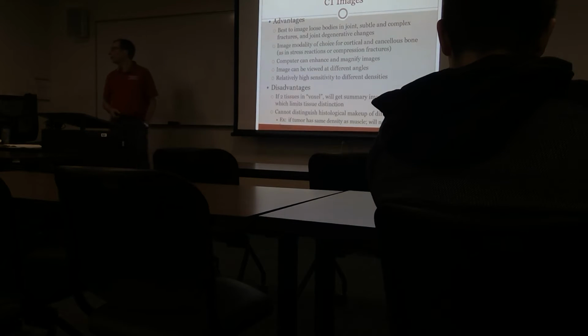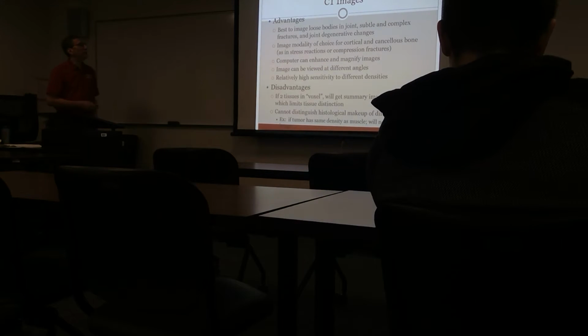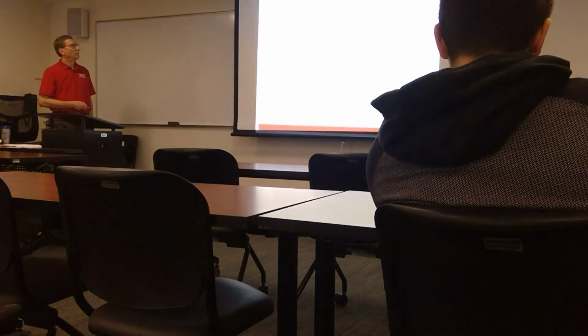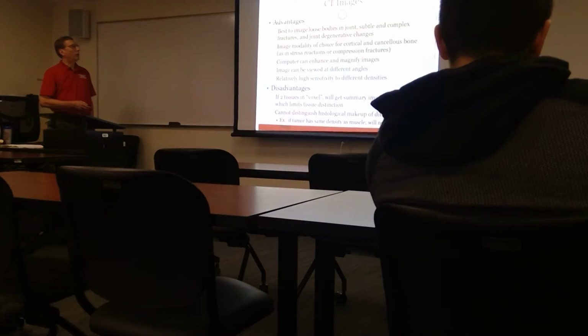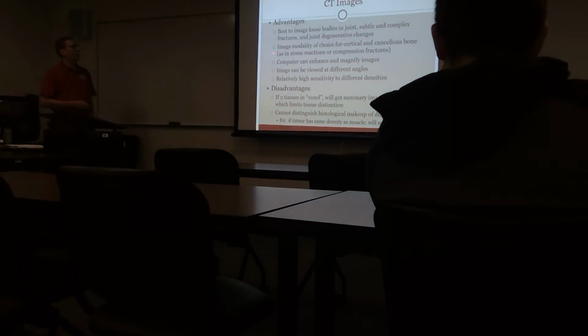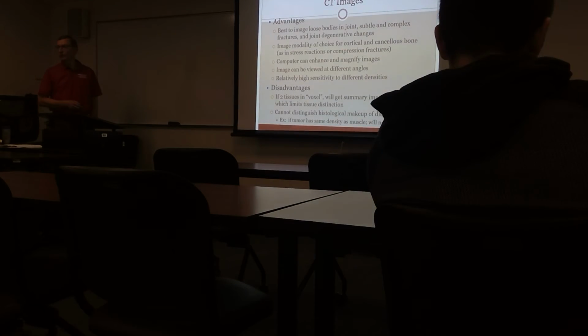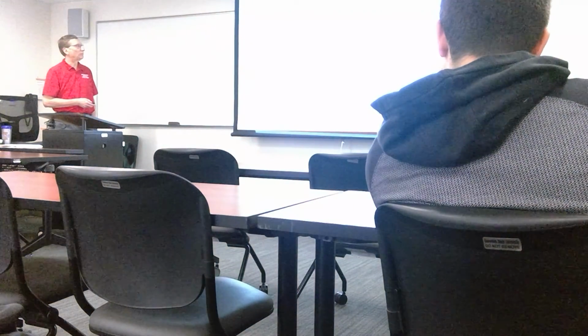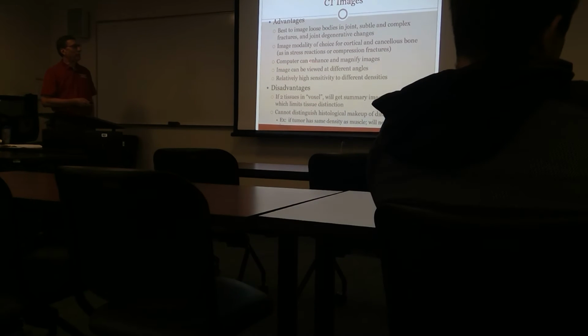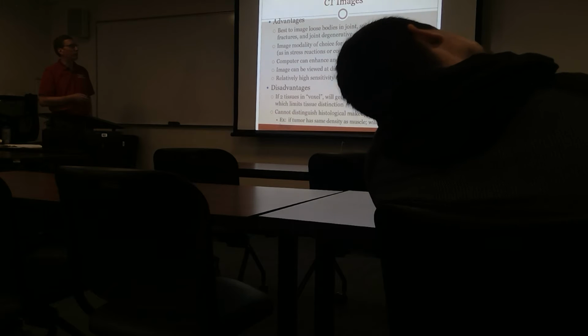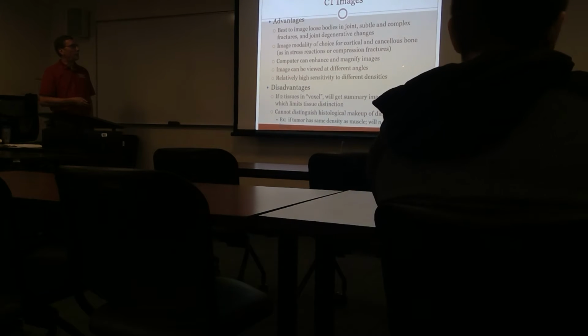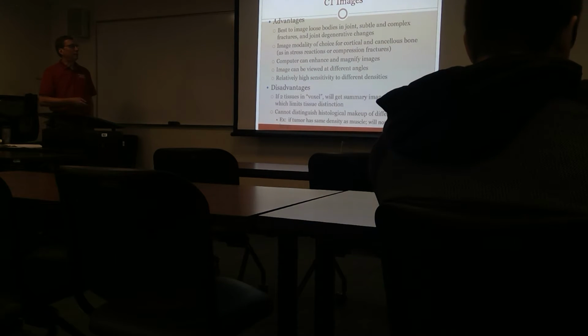So what are the advantages? It's best to image loose bodies and joints, subtle and complex fractures and joint degenerative changes. They show up really well. It's the image modality of choice for cortical and cancellous bone, as in stress reactions or compression fractures. They show up really well on CT. The person at the computer can enhance and magnify the image. You can zero in on a specific point, which is really nice. You can view the image at different angles, and they're relatively high sensitivity to different densities.